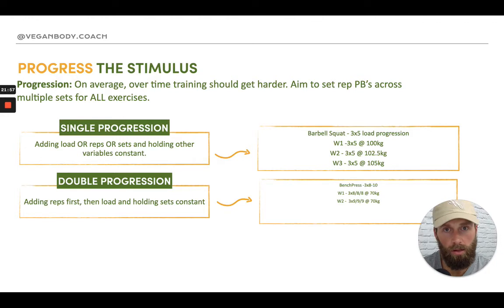They've adapted to the load. They've recovered and they've come back stronger. So they're doing 9, 9, 9 at 70. And then week 3, again, able to progress just by 1 rep, 10, 10, 10 at 70.